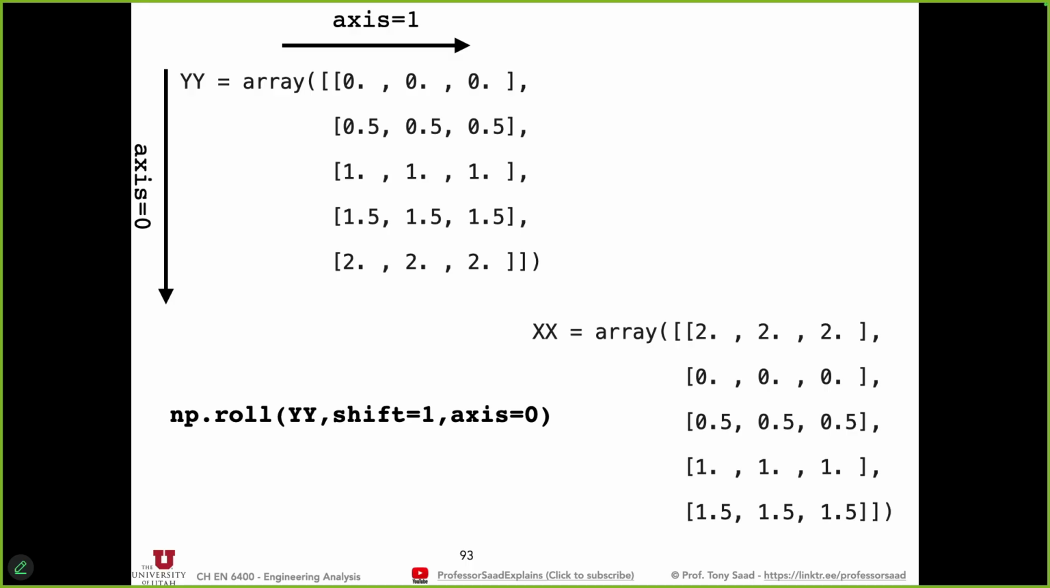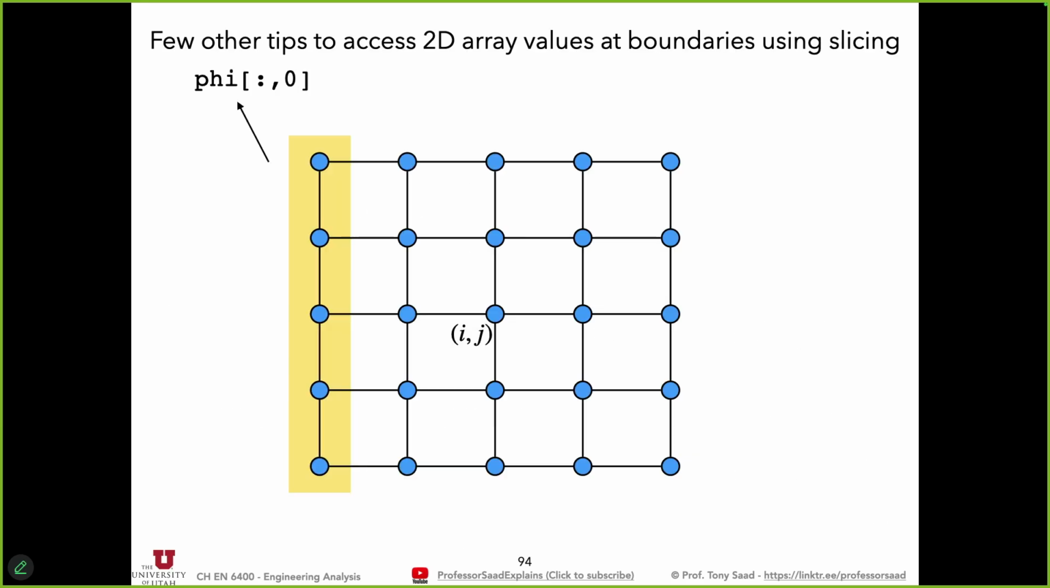So we are rolling along the y-axis, which corresponds to axis 0. It takes a minute to remember. If you forget, do a NumPy 2D array example, then test the rolling and see what it's doing for you. Now, I have a few other tips because we need to access boundary values.